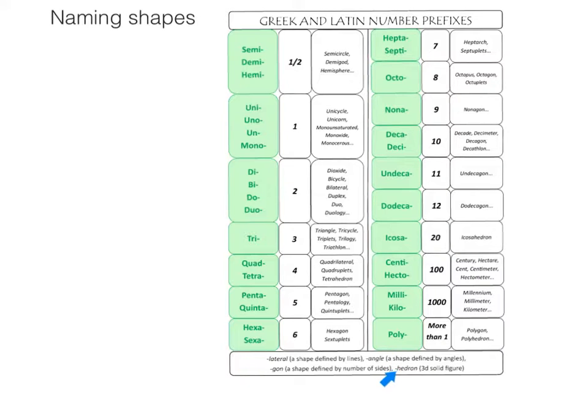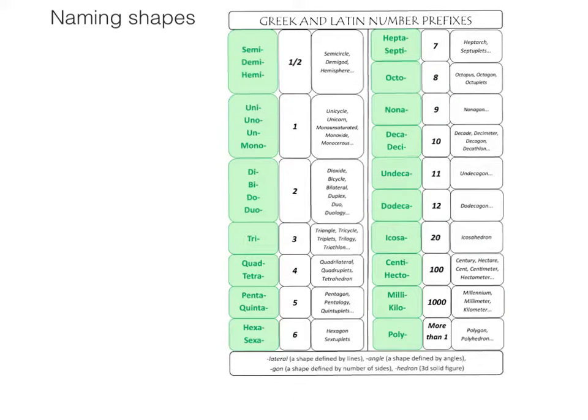lateral refers to a shape defined by lines, the suffix angle, a shape defined by angles, gon, a shape defined by the number of sides in relation to two-dimensional shapes, and hedron in relation to three-dimensional solid figures and faces. So, for example, if you think about the number prefix octo, meaning 8, an octahedron is a three-dimensional shape with 8 faces. So understanding and drawing attention to these number prefixes and the related suffixes can really help know what shapes you're talking about.